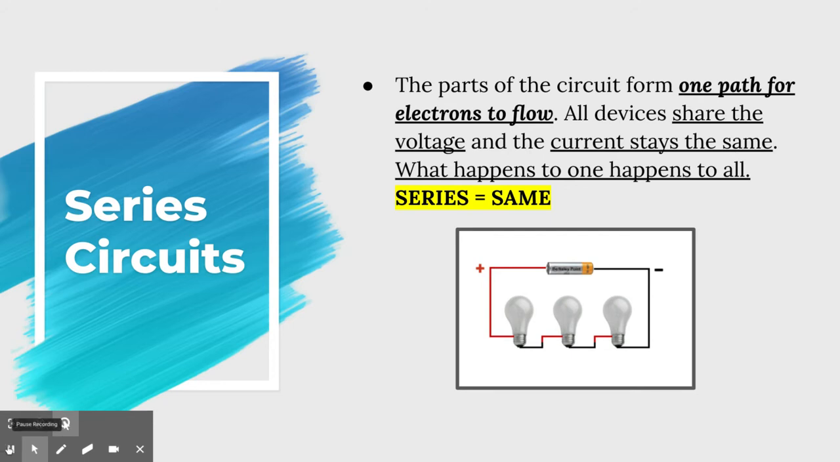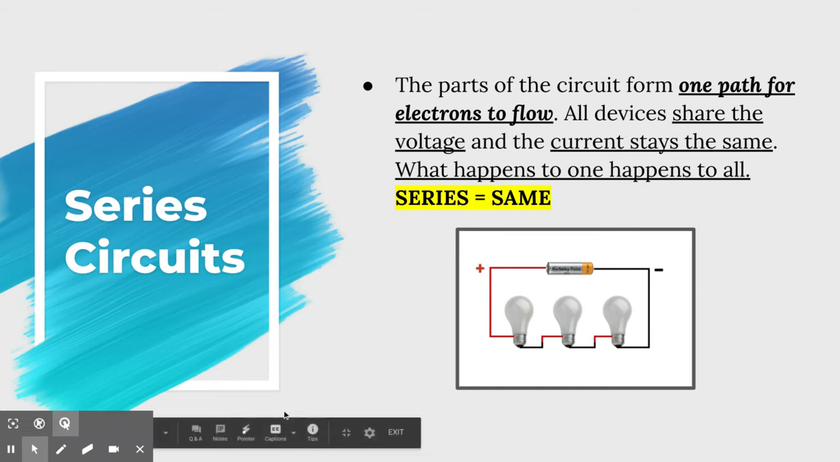So in that series circuit, what happens to one piece will happen to all. You can think of series as same because everything that happens in a series circuit happens to all of the different pieces.